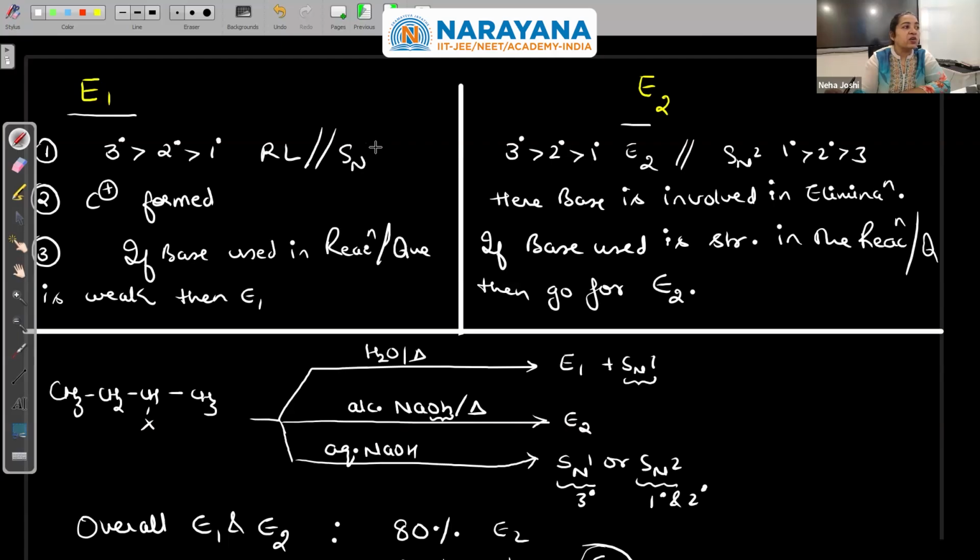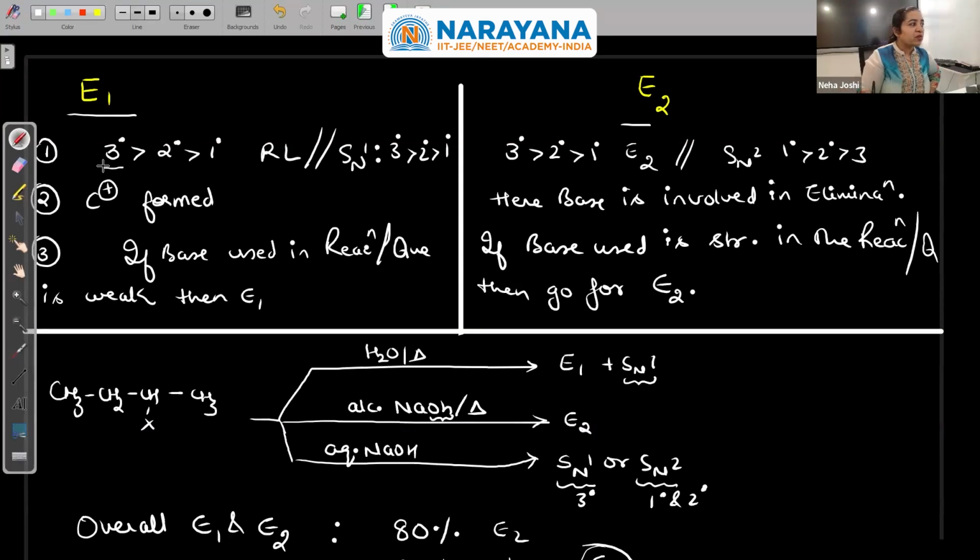If I talk about the order of SN1, it is 3 degree greater than 2 degree greater than 1 degree. See, the same order. Whereas here it is complementary, or rather I should say opposing. SN2 has 1 degree as best, so E2 has 1 degree as worst. So they are opposite in spectrum, whereas this is the same.